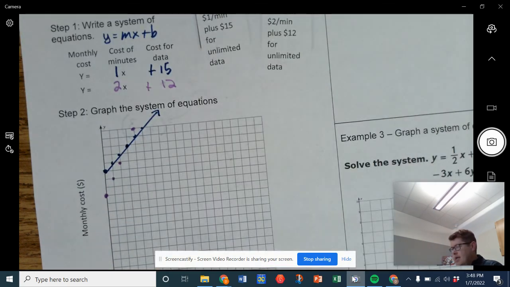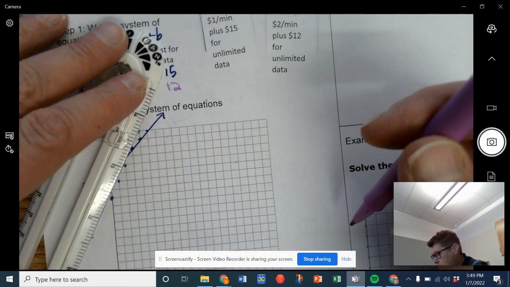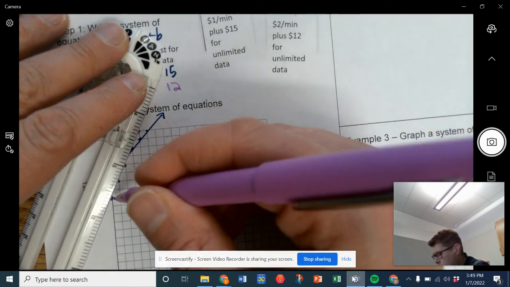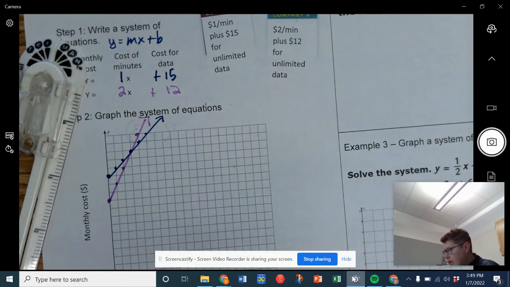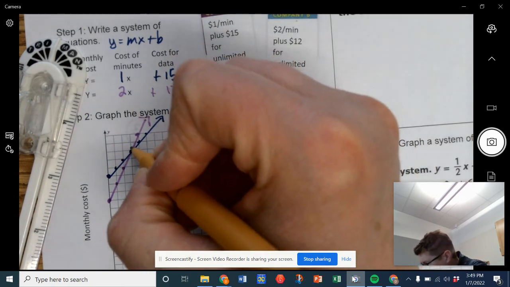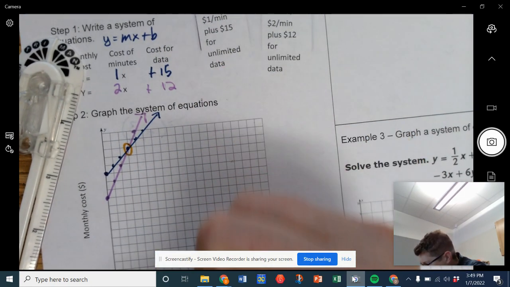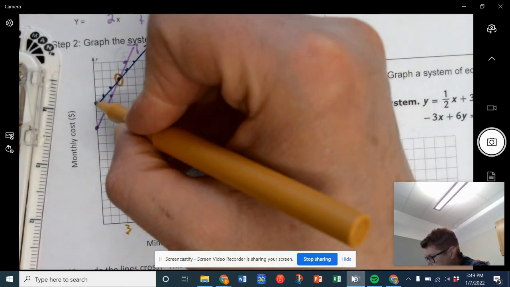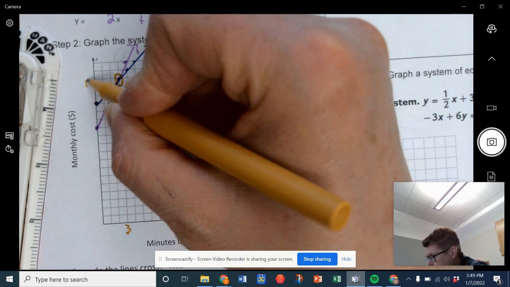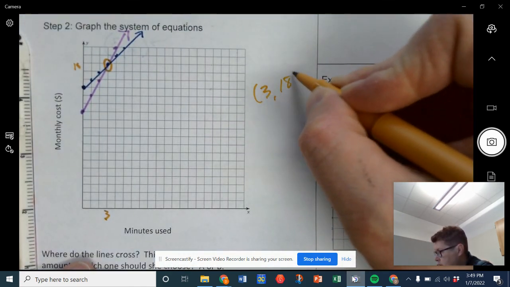So we can see that they're going to cross at this point right here, which is, let's see, 1, 2, 3, and then 3, right? 1, 2, 3, because that's over 3, and then up 15, 16, 17, 18, right? So our solution is (3, 18).